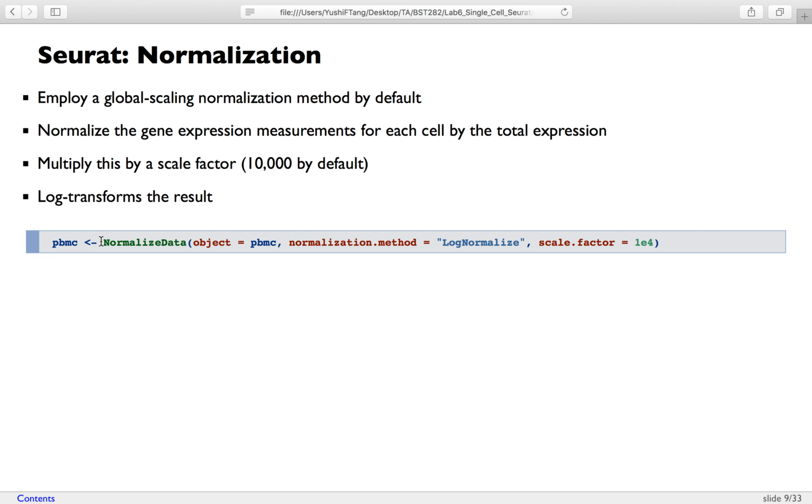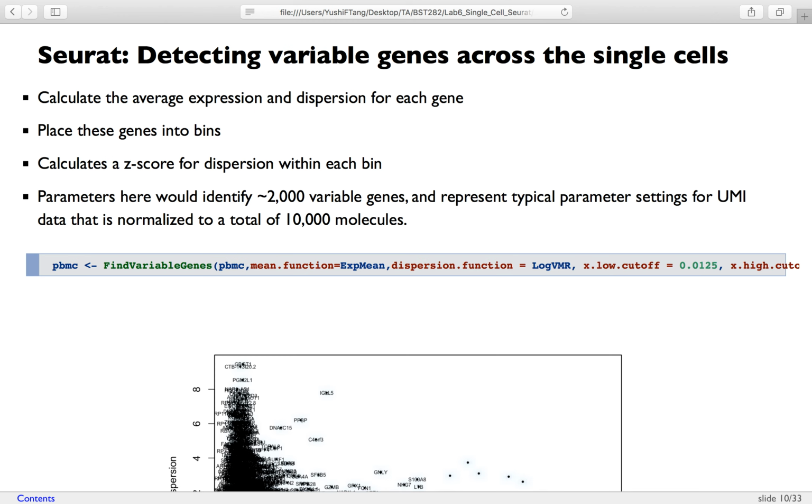It's very simple to do this in Seurat. Just type the simple command NormalizeData with the object you want to normalize, the normalization method, and also the scale factor. It employs a global scaling normalization method by default. Basically, it normalizes the gene expression measurements for each cell by the total expression, and then multiplies this by a scale factor, which by default is 10,000. You can change the default value, but it's highly recommended to keep it, because with this value you keep as much information as you want.